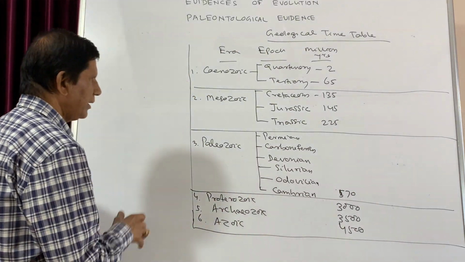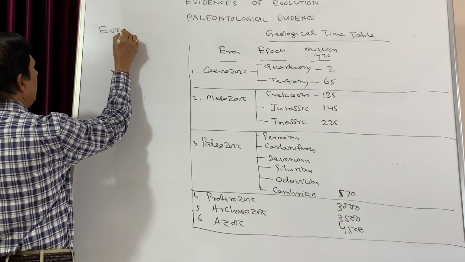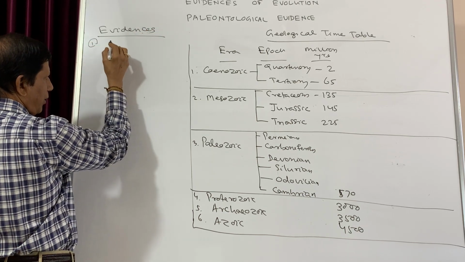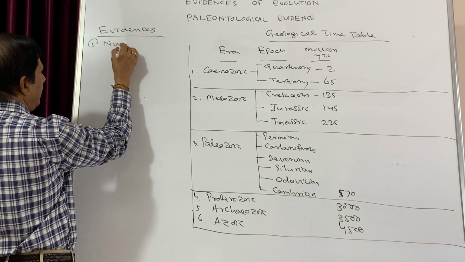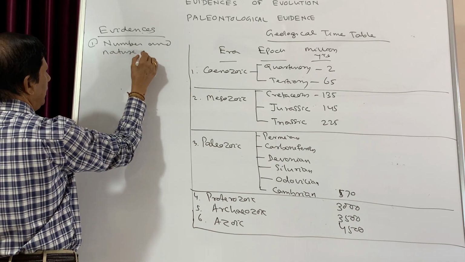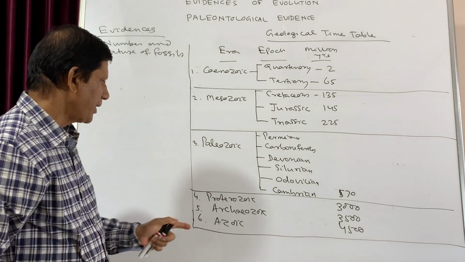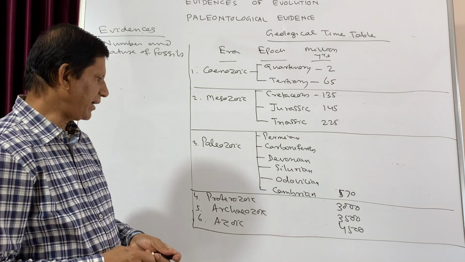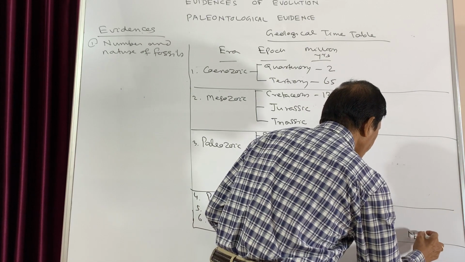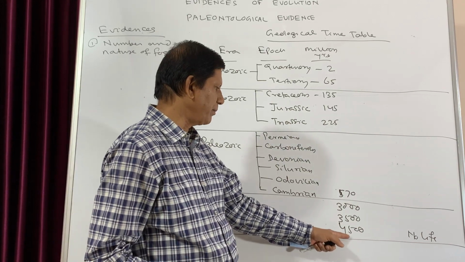So now let us discuss the different evidences for this. Now number one evidence is number and nature of fossils. This is the first evidence. That means if we look into the table, we will find that during the Azoic there is no life. That means life has not originated during the Azoic period.